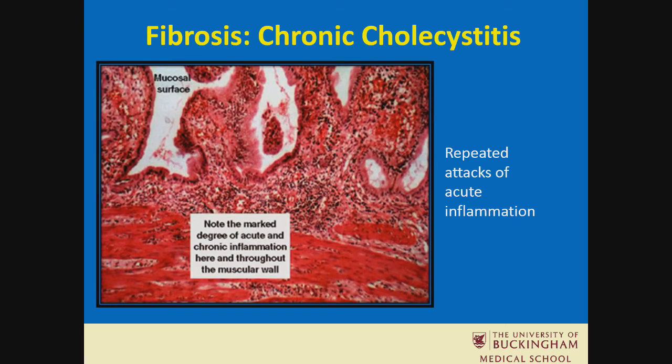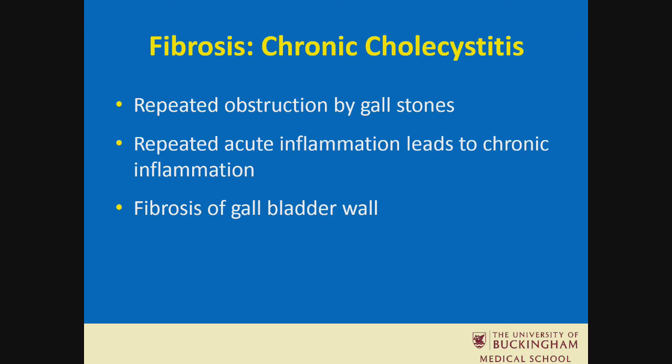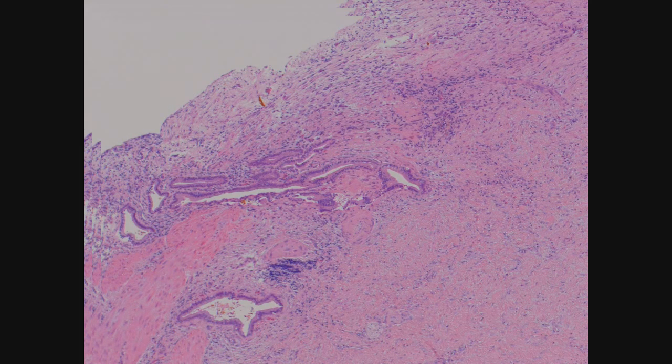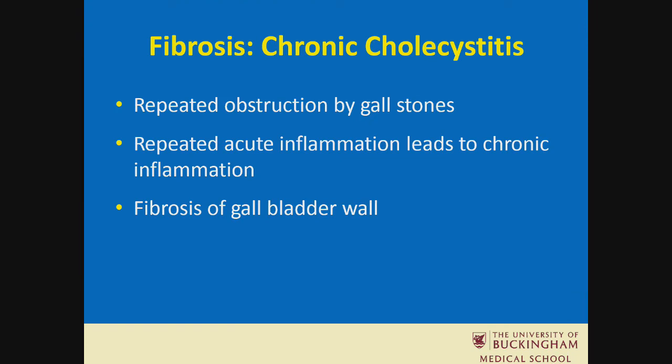This is the light microscopic appearance. There are a lot of inflammatory cells. Ulcerated mucosa, there are chronic inflammatory cells. The muscle is thickened and replaced by fibrous tissue. And the glands are all distorted because they are destroyed and regenerated. Repeated obstruction leads to acute inflammation, that leads to chronic inflammation or chronic cholecystitis, and then fibrosis.